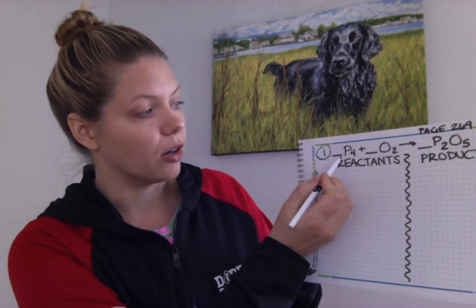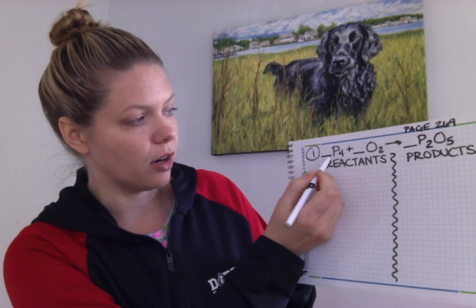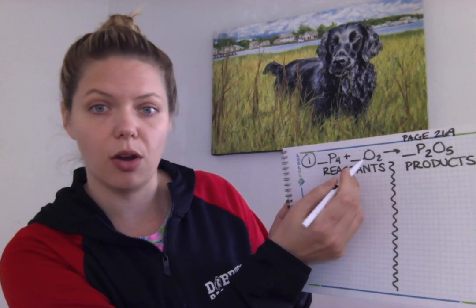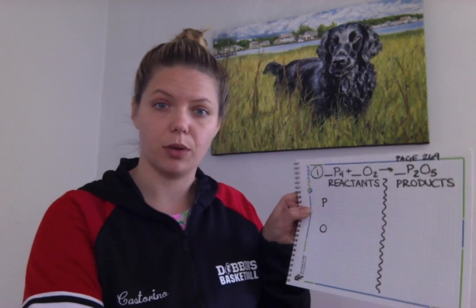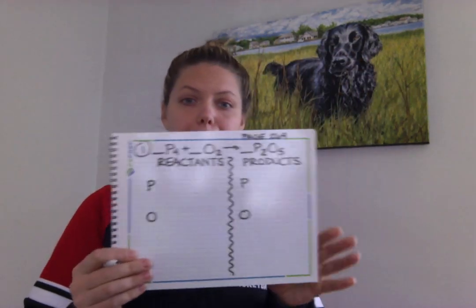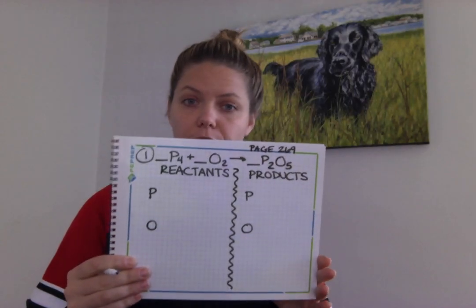So our two elements that we're working with here are P, phosphorus, and O, oxygen, right? So we're just going to write P and O. And it's the same thing on both sides. We only have phosphorus and oxygen. There's no other elements that we're going to try to be balancing. So that's our first step.